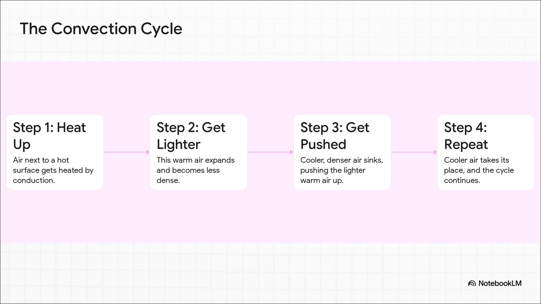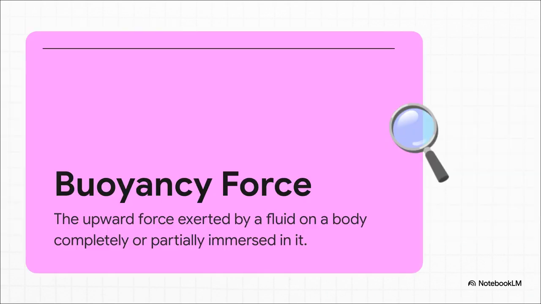And here's the key part. It doesn't just float up on its own. The heavier, cooler air actually sinks and pushes the warm air up and out of the way. Then, that new cool air gets heated by the egg, and the whole cycle just keeps repeating, creating this silent, invisible current of air. That upward push has a name.